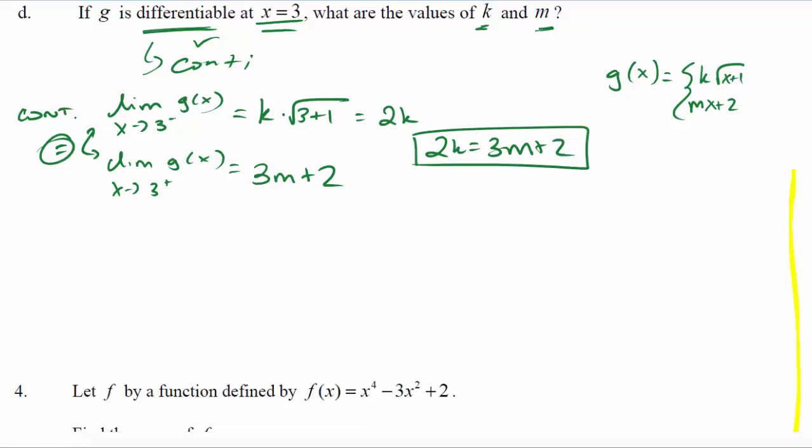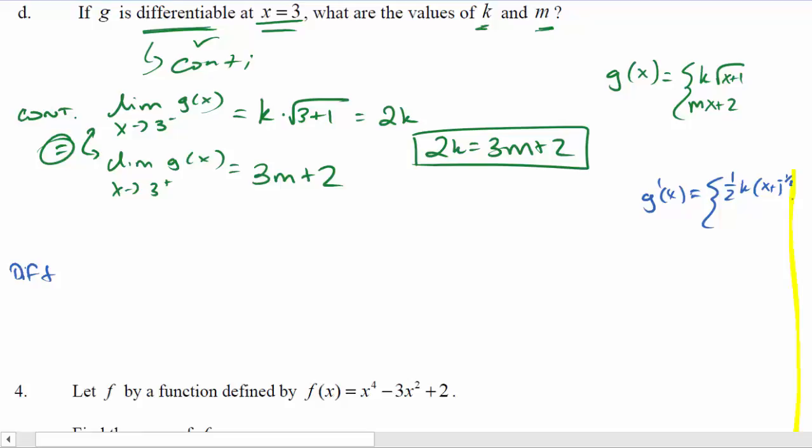All I did was establish one equation, because I knew it was continuous. But it also told me it was differentiable. So what I want is, what is g prime of x? Well, I know what g prime of x is. That would be 1/2 k times x plus 1 to the negative 1/2. And the bottom one is just m.